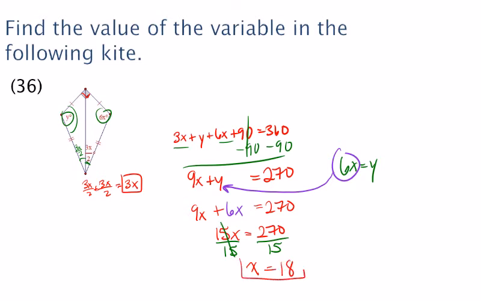All right, and that's it. Well, actually, that's x. We got to find the other variable. So y equals 6x, so I can just do 6 times 18. And so y is going to equal 108.